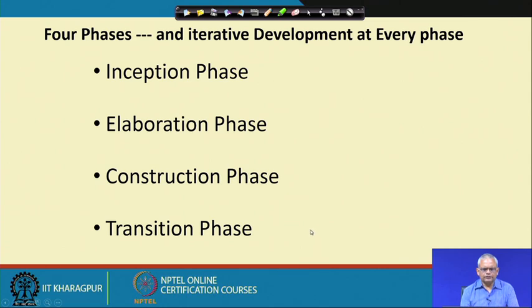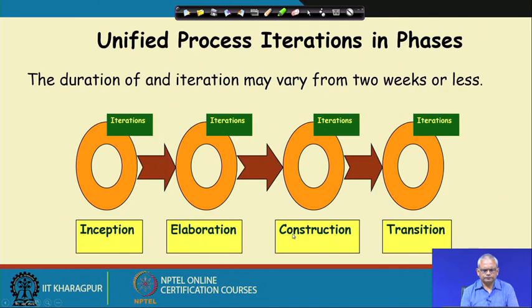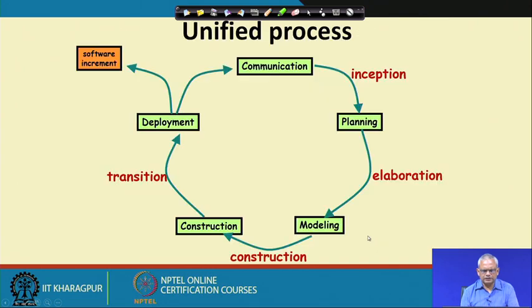The development in the unified process occurs over 4 phases: inception, elaboration, construction and transition. Each of these phases consists of many increments. The inception phase occurs over many increments or iterations. The elaboration also can have many iterations, construction several iterations, and finally, the transition. Let us look at what these phases imply.